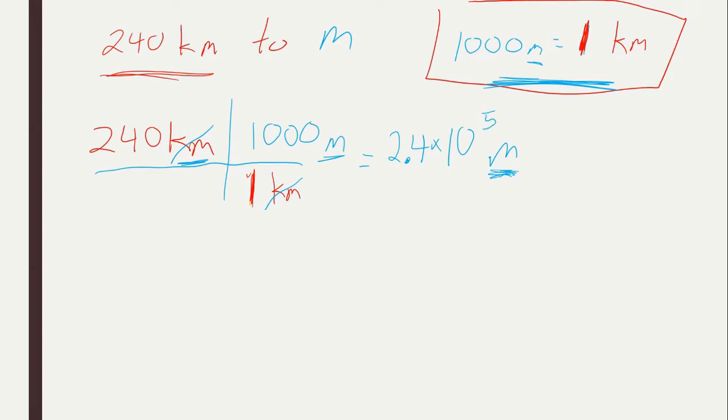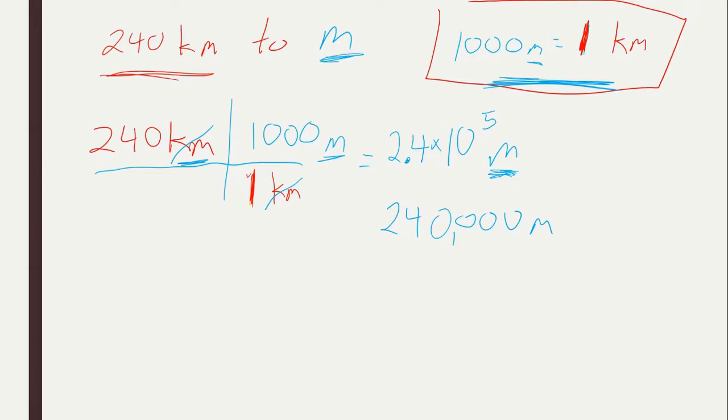If you don't like that math, it's just 2.4 with 4 zeros: 1, 2, 3, 4 meters. Either of those is acceptable. All right, so that is an example where we're going to the base.